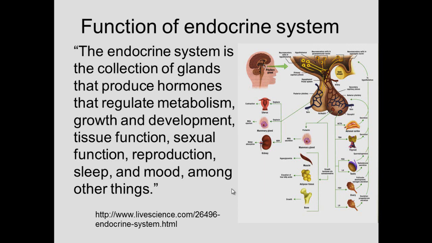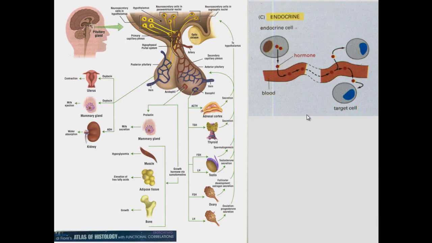Now, the endocrine system is a collection of glands, and we can see the various glands throughout here that produce hormones that regulate metabolism, growth, development, tissue function, sexual function, reproduction, sleep, mood, and among other things as well. The endocrine system does get some help from other groups of cells, like in the kidney you have the erythropoietin that's produced to make red blood cells. So there are other informational molecules in addition to the endocrine system in terms of regulating body function.